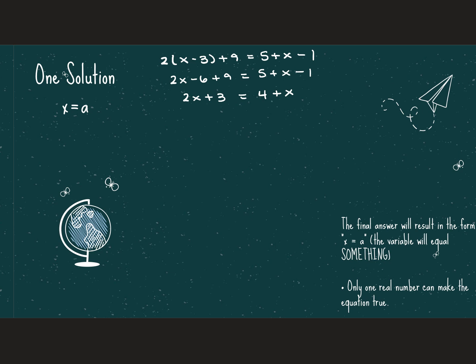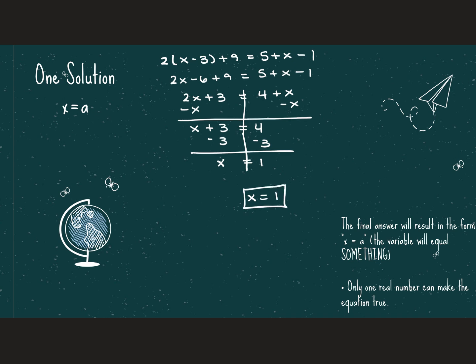Now that I've distributed and combined like terms, I'm going to move the variable to one side. It doesn't matter whether you move the 2x to the right side or the x to the left side. In this situation, I'm going to subtract x from both sides, moving that variable to one side of my equal sign, and I get x plus 3 is equal to 4. I'm going to subtract 3 on both sides. Again, you see I'm using inverse operations. And I get that x is equal to 1. So in this case, we have one solution.